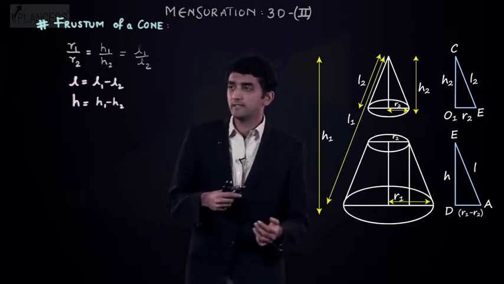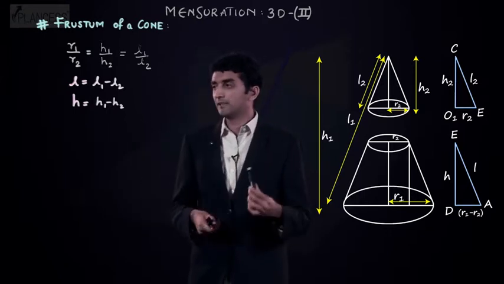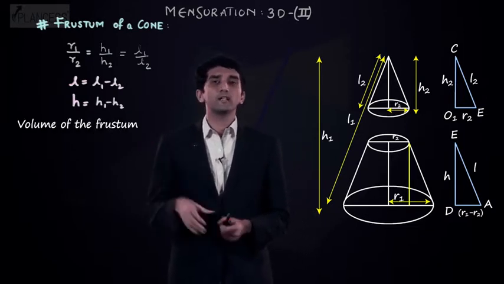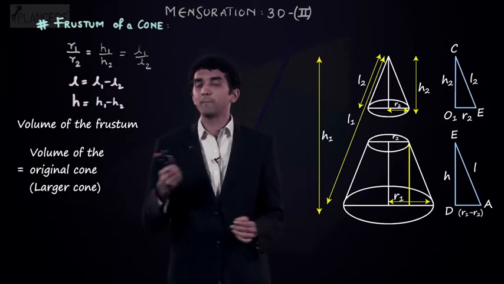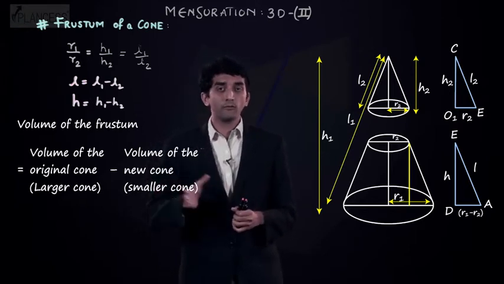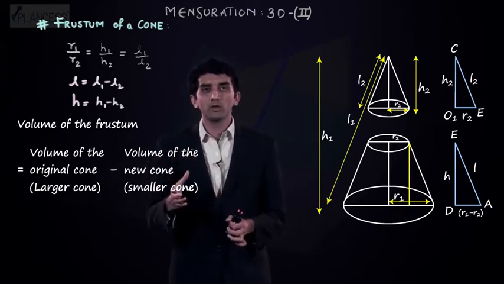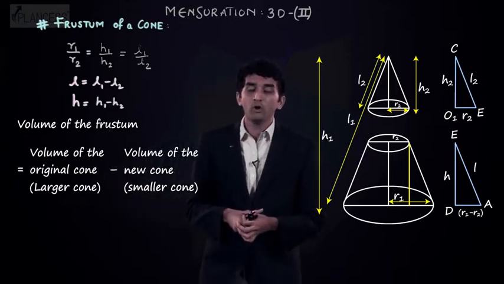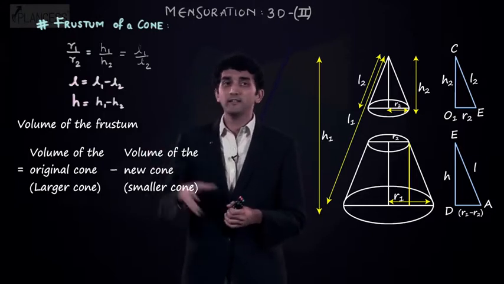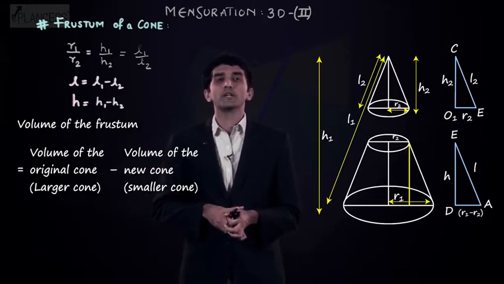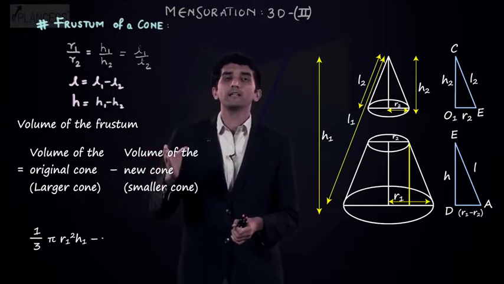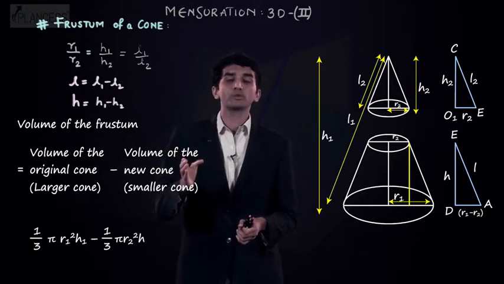Now let's see how we are going to proceed. The first thing to understand is that the volume of the frustum is the volume of the original cone minus the volume of the new cone. So basically, it is the volume of the larger cone minus the volume of the smaller cone. We know that the volume of a cone is 1 by 3 pi r square h. So here the volume of the frustum is 1 by 3 pi r1 square h1 minus 1 by 3 pi r2 square h2.